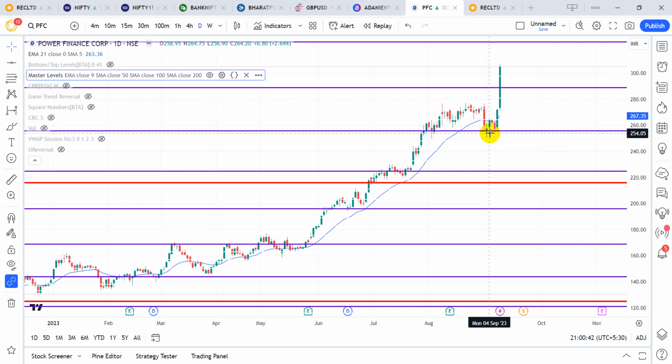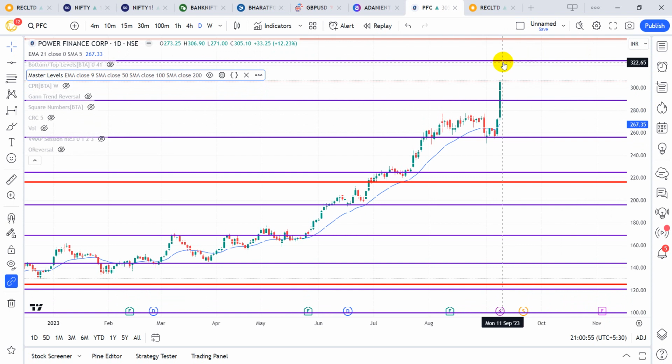So 289, our target was this 280. Around this point, which is 256, my target was around 289. About 289, it is closing. Then we can see a move all the way towards this level, which is around 323, right? So this way you can combine both price and time.